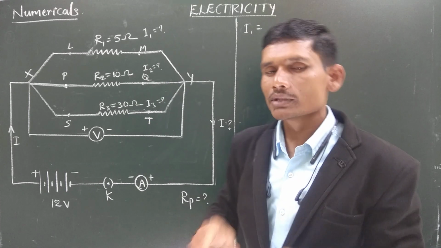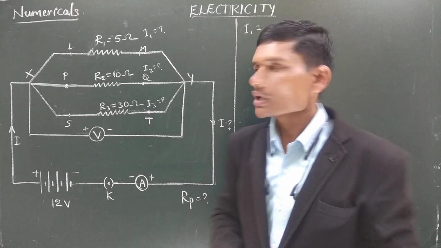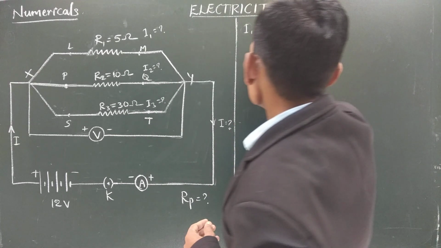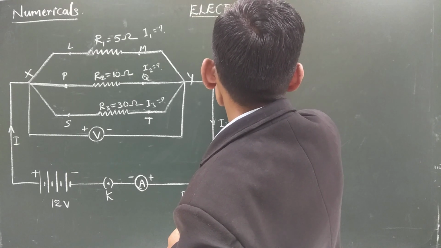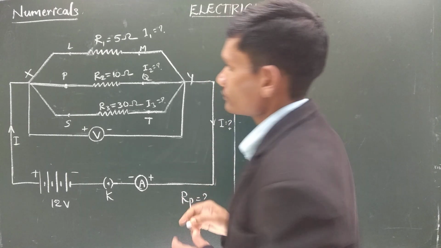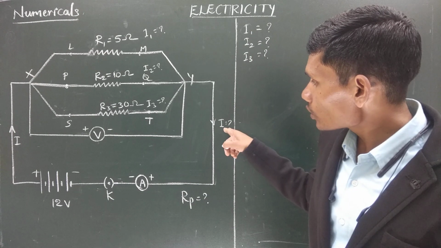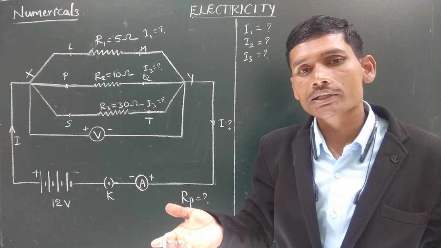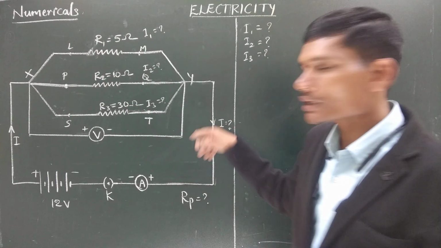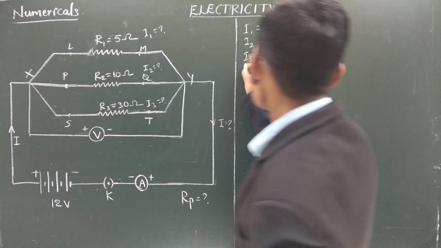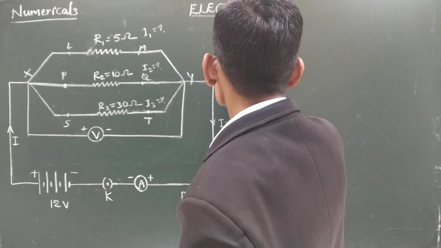So in this diagram, it is already asked in your textbook. What they've asked? I1 is equal to what? I2 is equal to what? And I3 is equal to what? Next, the total current in the circuit, how much it will be, because based on the sum of these currents we get the total current. So that can also be asked. So I is equal to what?